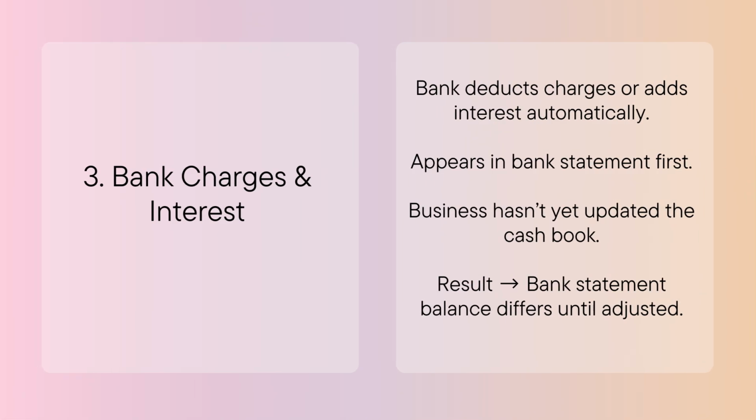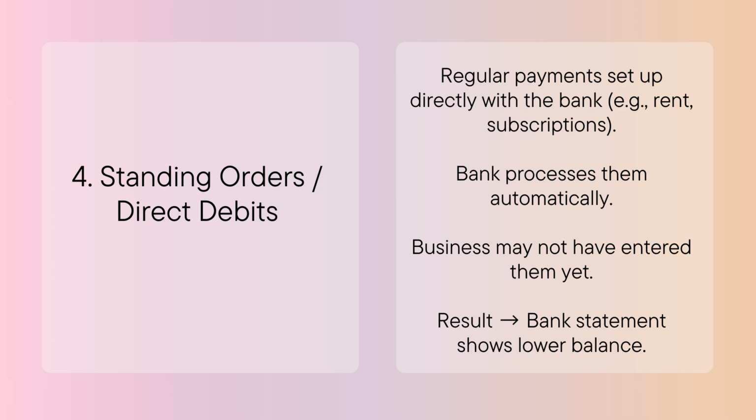Next, we've got bank charges and interest. This is where the bank deducts charges or adds interest automatically. That's going to appear on the bank statement, but in a lot of cases, the business won't have updated the cash book yet. And the result of that is that the bank statement will show a lower balance than the cash book. Next, we've got standing orders or direct debits. These are regular payments that have been set up directly in the bank, things like rent, subscriptions, etc. The bank processes these automatically, but the business may not have entered them yet into the cash book. So the result here is that the bank statement shows a lower balance than the cash book does.